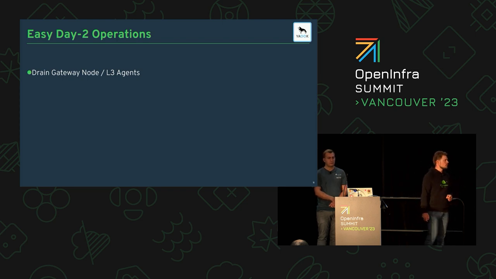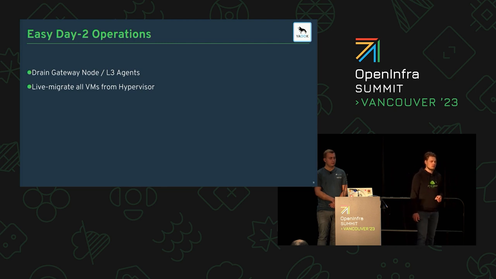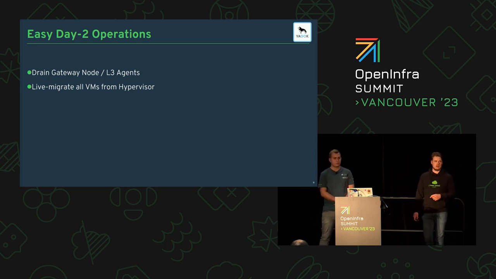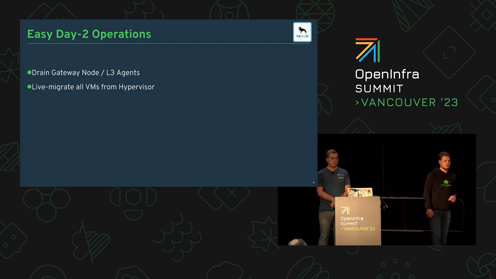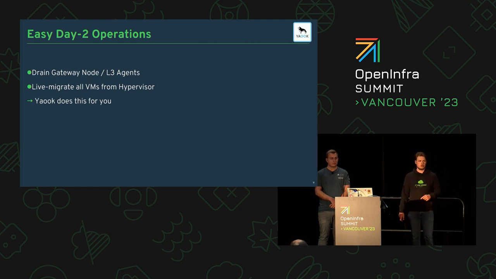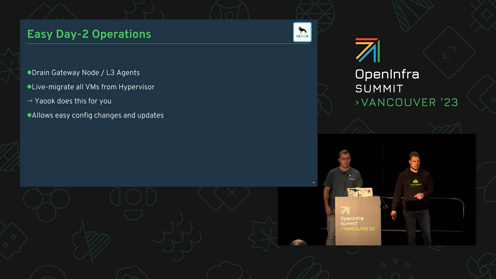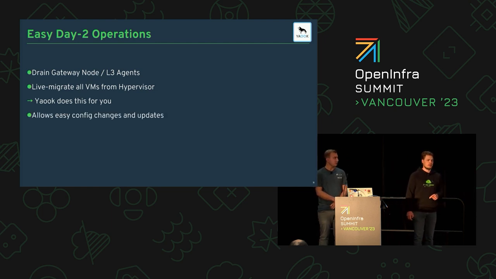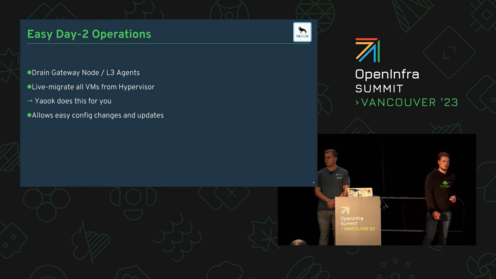Or let's take Nova compute nodes. You do not want to live migrate all VMs from the hypervisor to update that. I mean, with 10 hypervisors, that's fine. With 500 or more, that becomes time consuming. So you have some script for that also. Or you have Yaook. Yaook does that for you, it knows what to check. Robert will show in a bit more detail later how we drain the nodes. This way, we can easily update the config and introduce config changes or updates of the containers.